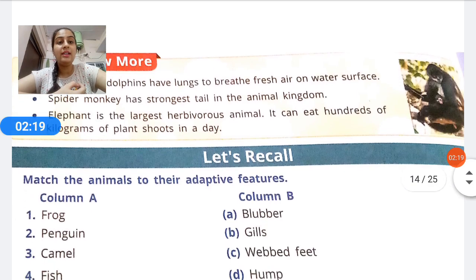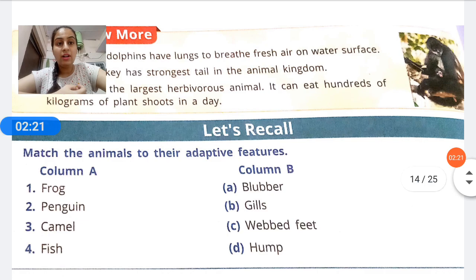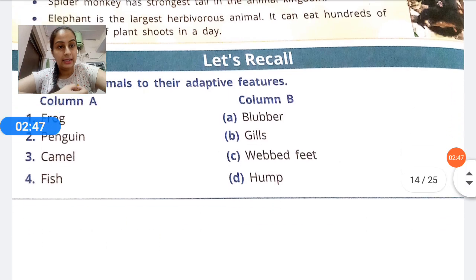So let's recall. Match the animal to the adaptive features. Frog, what will be the correct answer? Yes, webbed feet. Penguin, blubber, the fat skin that they have under the skin. Camel, we all know it is having a hump to store food and water. And fish breathe through the gills. How is the fish able to breathe? With the help of the gills.